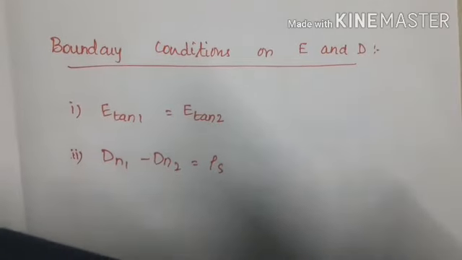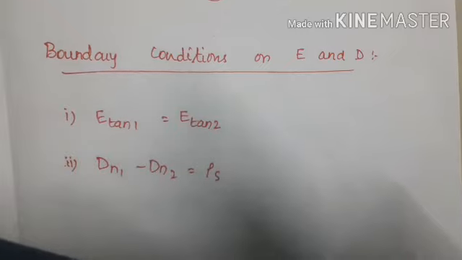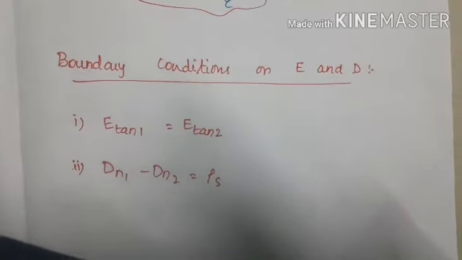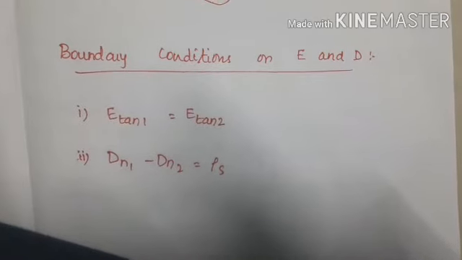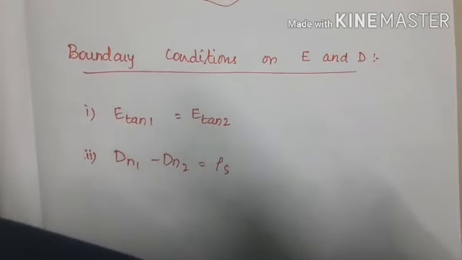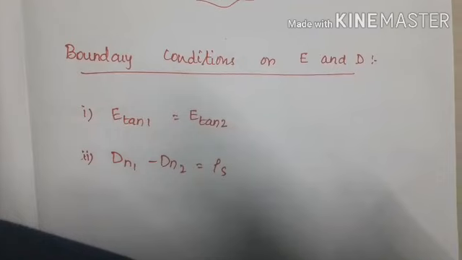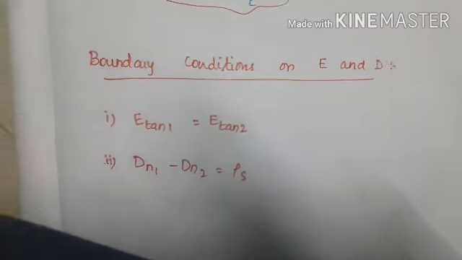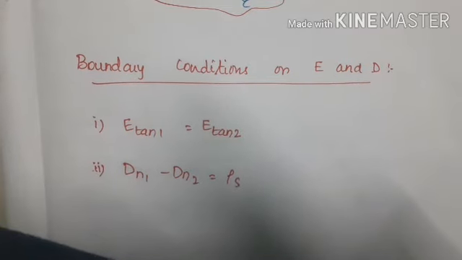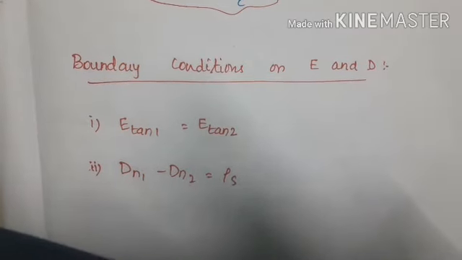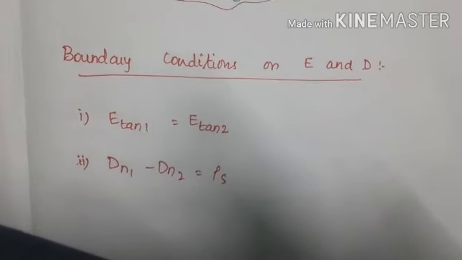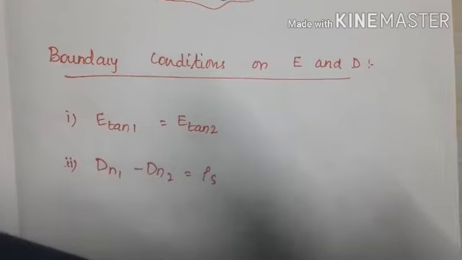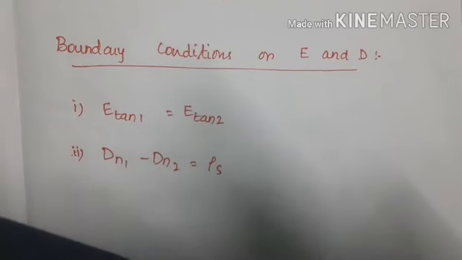Then boundary conditions on E and D. The first boundary condition is E tan 1 is equal to E tan 2. What does this equation represent? The tangential component of electric field E in medium 1 is the same as that of the electric field in medium 2 at any boundary. This is the condition for E.